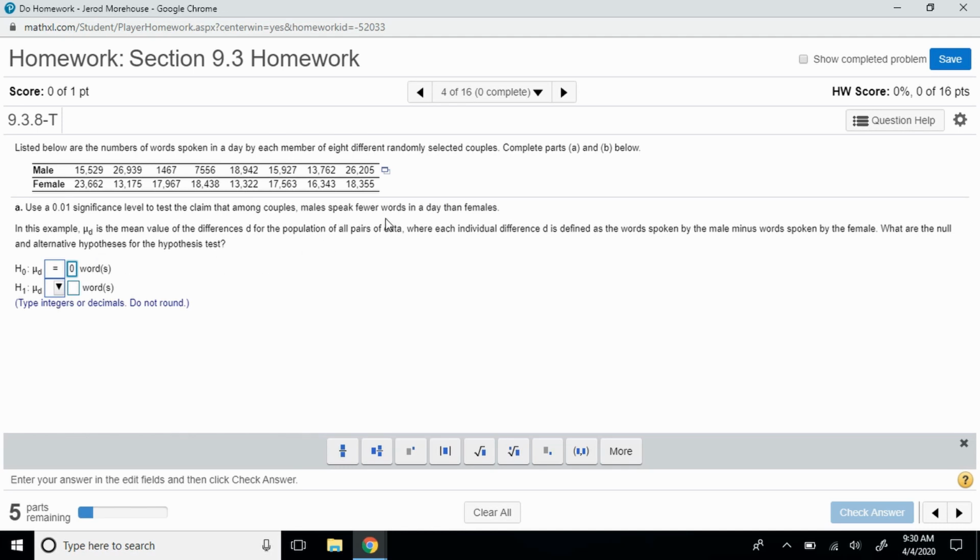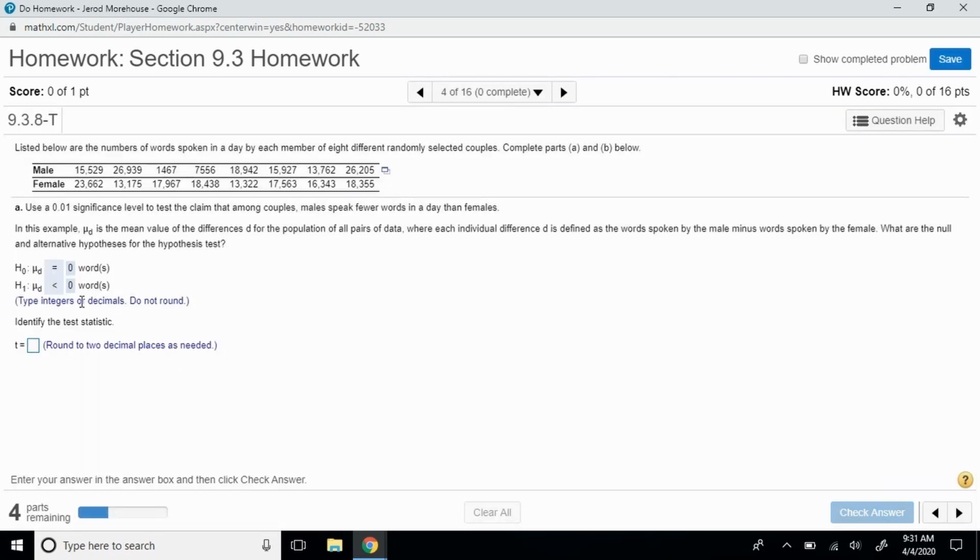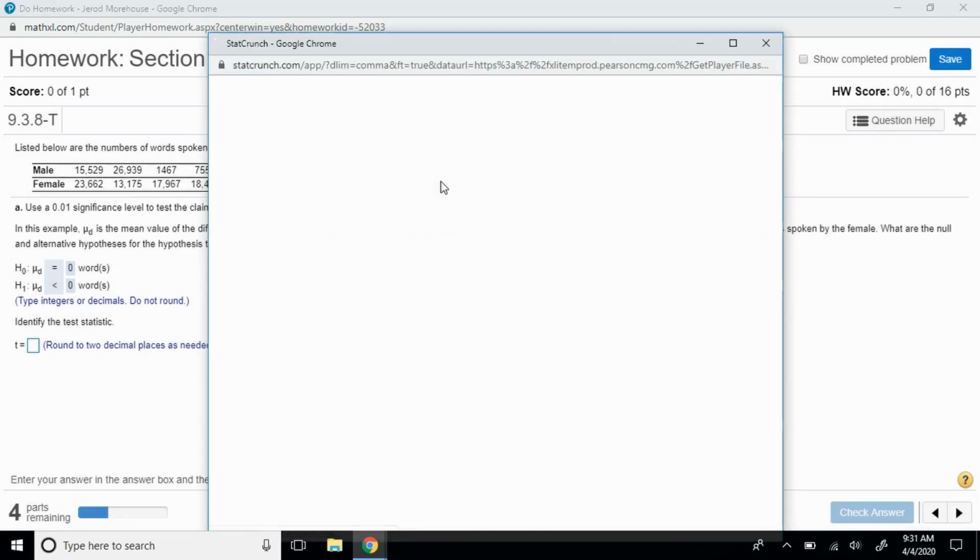If males speak fewer words than females, then we would think this difference for the alternative would be less than 0. We would think it was negative. Let's check that. All right, they like it. Let's look at our test statistic here. We need to go into StatCrunch and find our differences.